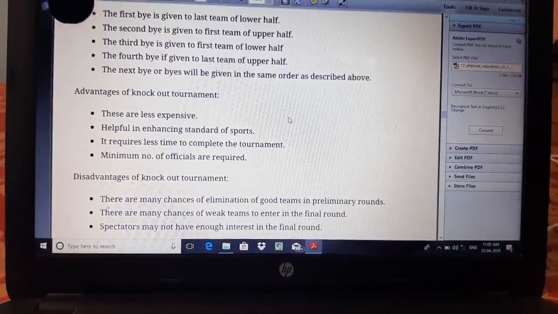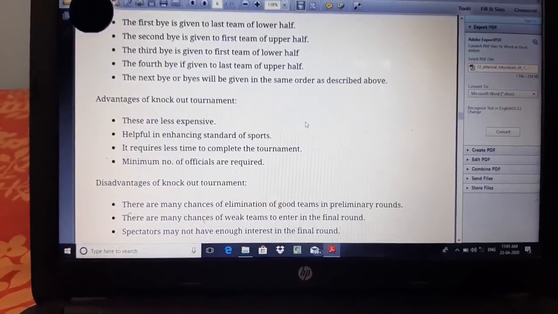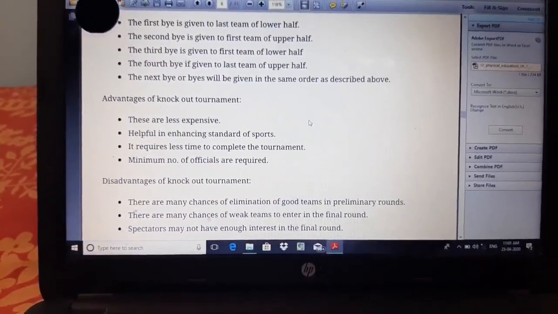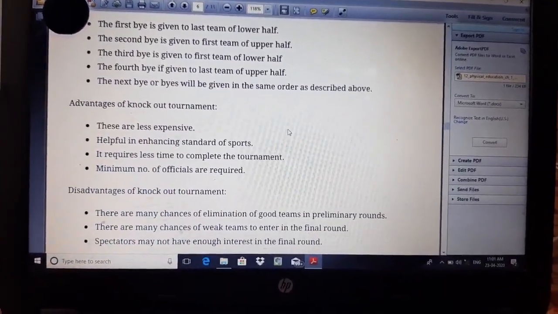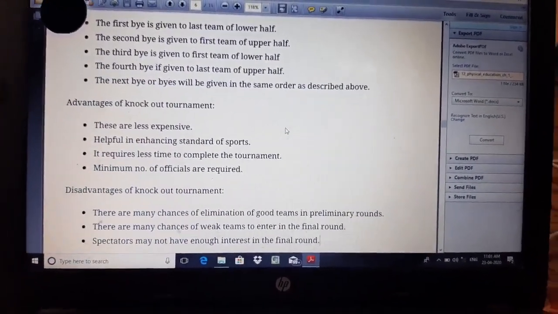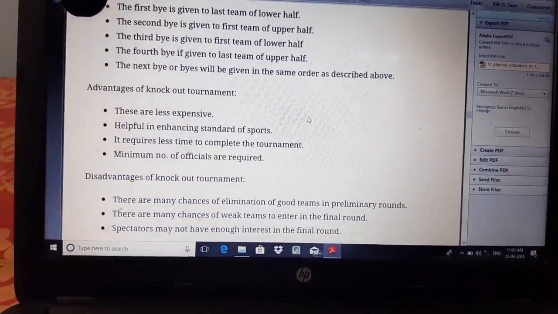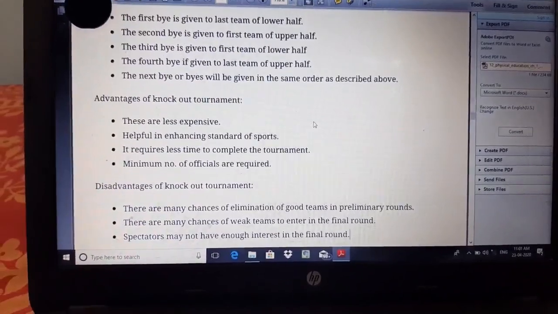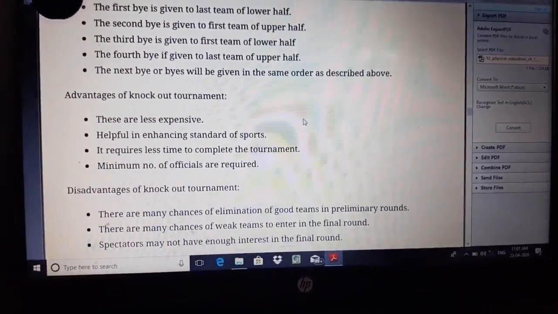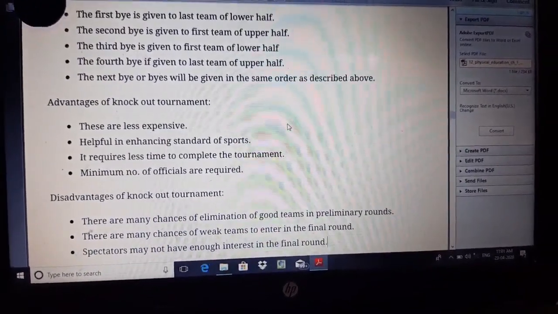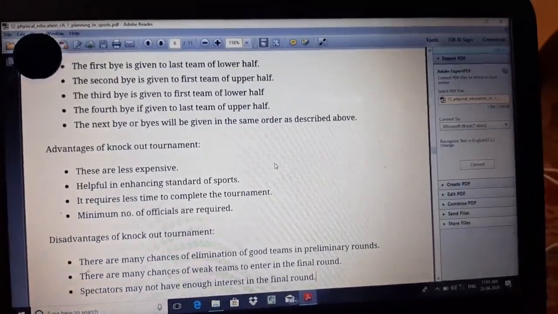There are many chances of weak teams to enter the final round. Now if the good teams are out, it happens many a time that the good team has lost to the winning team, and the weak team that was not supposed to move further has reached the finals. Spectators may not have enough interest in the final round. Why? Because if the weak team has gone up, then it will be a one-sided match. So the final won't be so interesting for the spectators or the audience.